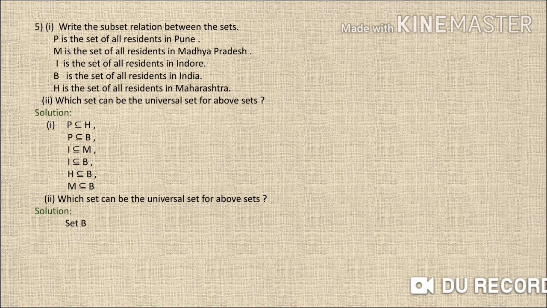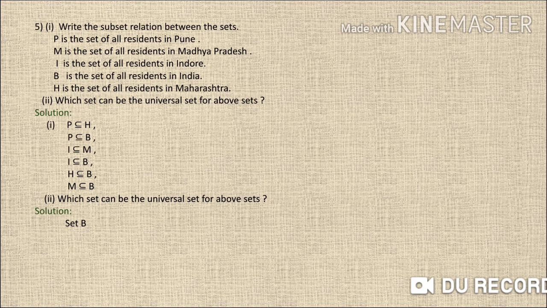Then question number 5. Write the subset relation between the sets. First, P is the set of residents in Pune, M is the set of residents in Madhya Pradesh, I is the set of residents in Indore, B is the set of residents in India, H is the set of residents in Maharashtra. So write the subset relation between the sets.